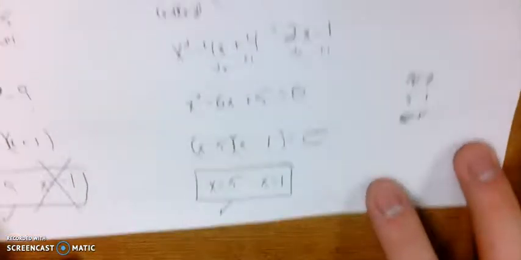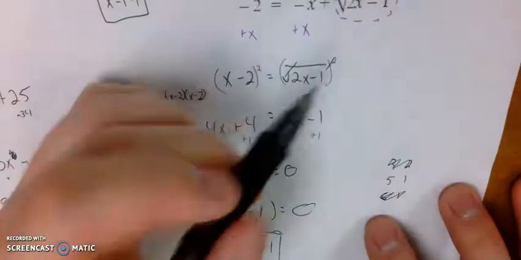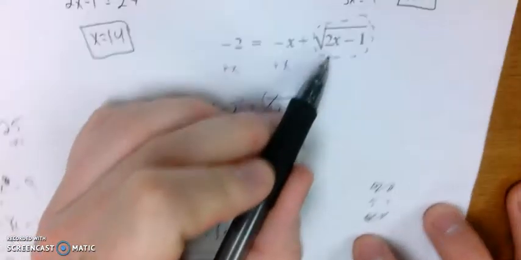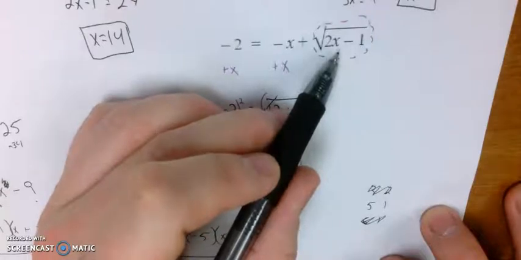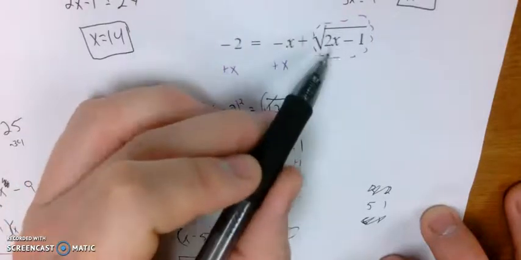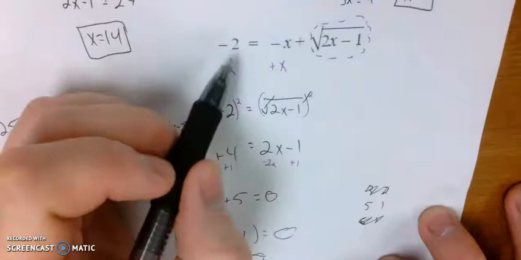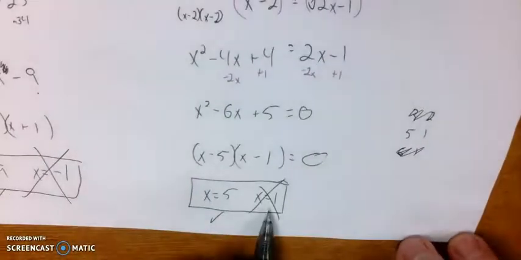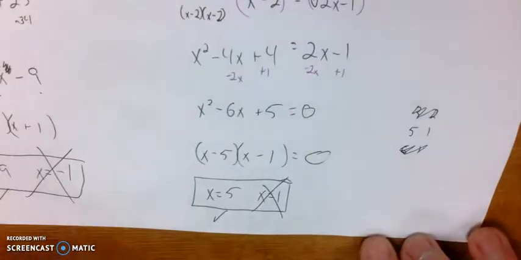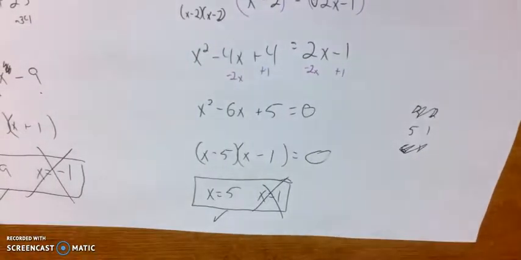Next, let's try 1. 2 times 1 is 2. Minus 1 is 1. Square root of 1 is 1. Is negative 1 plus 1 negative 2? No. No, it is not. So when we plug that value in, it no longer works. x equals 5 is our solution.